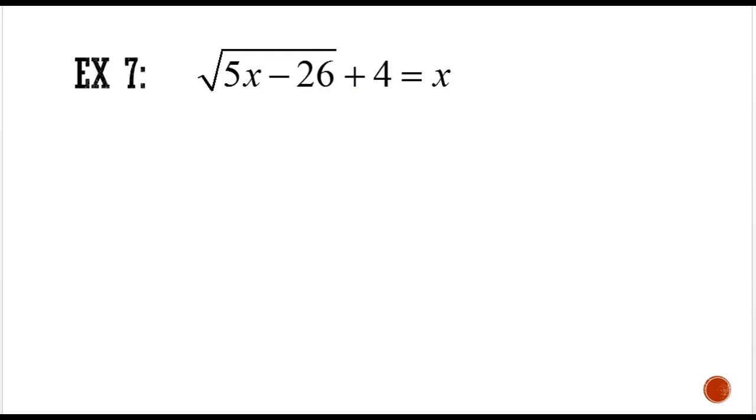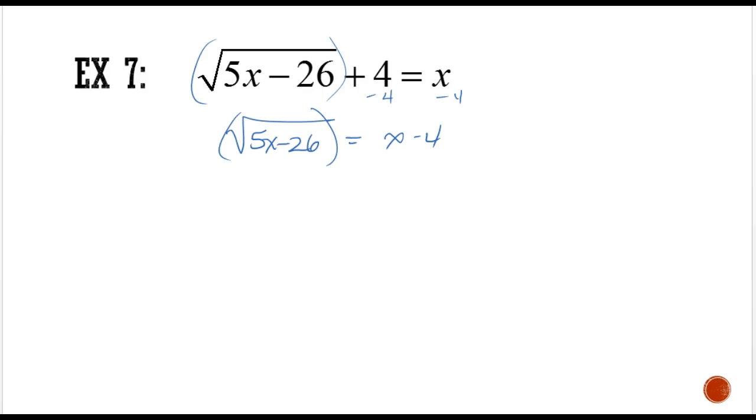All right, example 7. Let's see what we do here. If you want to pause the video, try it yourself before you see me work it, go for it. It's a great way to know if you're understanding things. But if you're not, here we go. We want to isolate the root. So I'm going to move everything that's not under the root to the other side of the equal sign. So I'm going to subtract 4. So I have the square root of 5x minus 26 equals x minus 4.